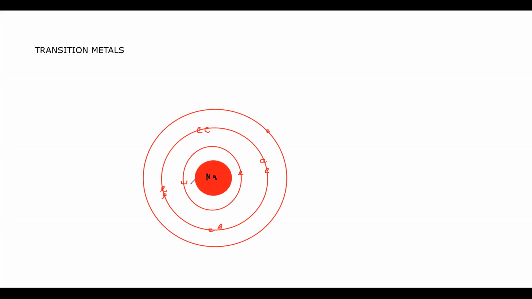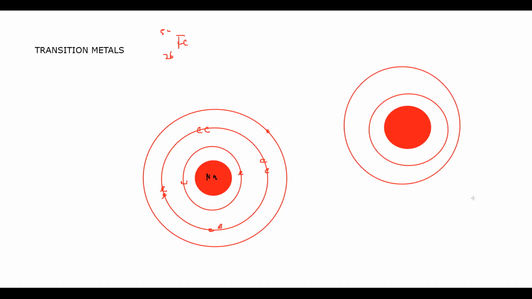This is a normal metal. But what happens in a transition metal? As the atomic number increases, the number of shells used also increases. If I take the example of iron, Fe, iron is 26 and 56. So as the number of shells increases, the distance between the shells decreases.